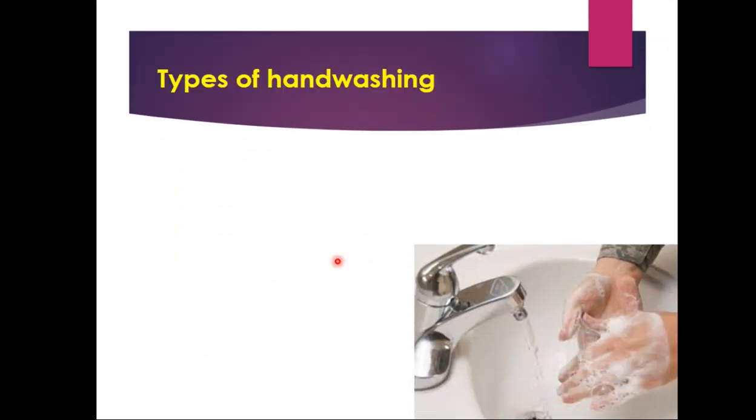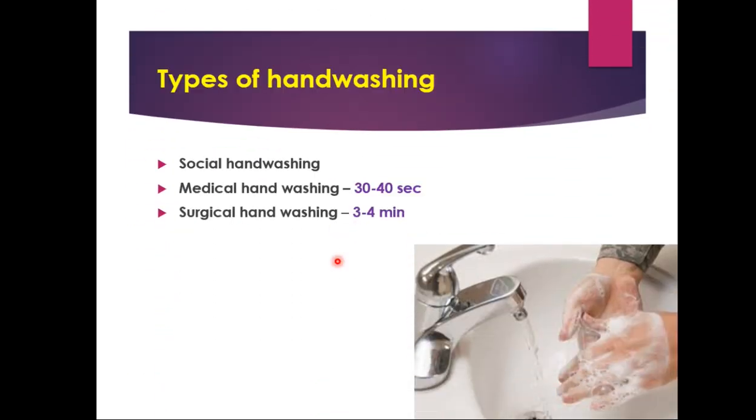Next we will discuss what are the types of hand washing. There are three types of hand washing. First is social hand washing. Second, medical hand washing. Third, surgical hand washing. Social hand washing means simple hand washing which we all do. Like before eating, after using the toilet, we simply wash our hands. This is known as social hand washing.